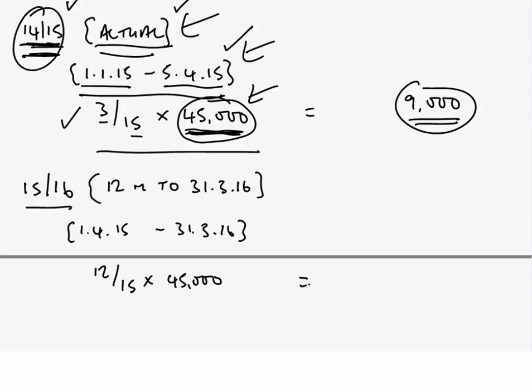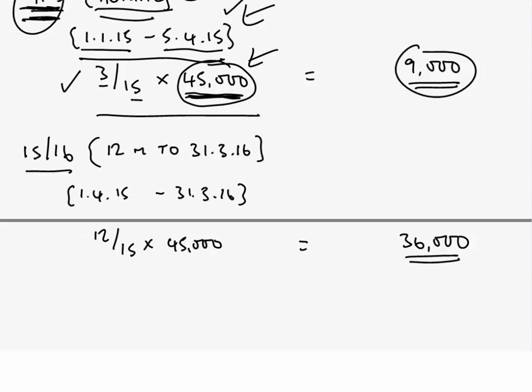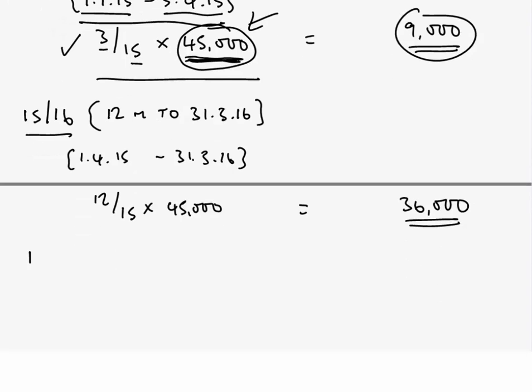But for us now, 12/15 of 45,000 will be, what's that, £36,000 as our assessment. £36,000. Second year, your problem year now done. On to something that we already know the answer to, 16/17, our third tax year.